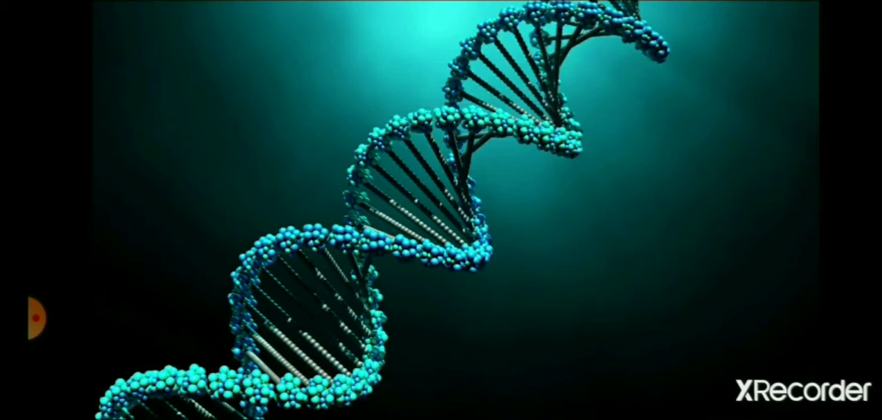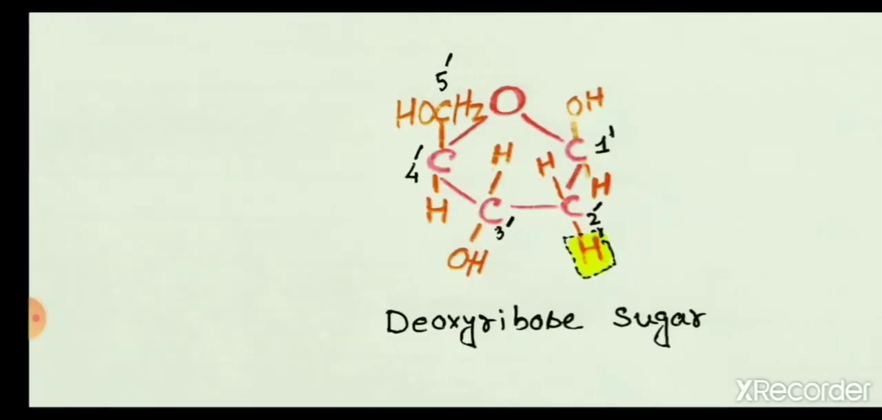Let's talk about the sugars that are present in DNA. The sugar that is present in DNA is called 2'-deoxyribose sugar. Why use D? D means deletion. So there is something missing.